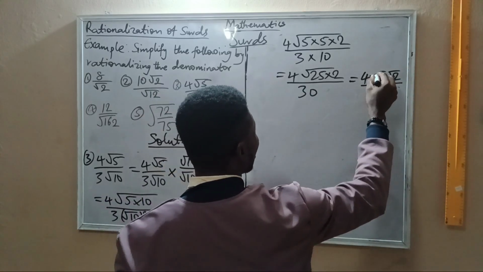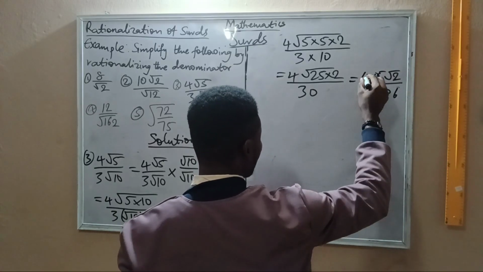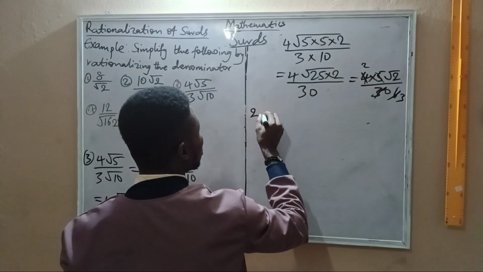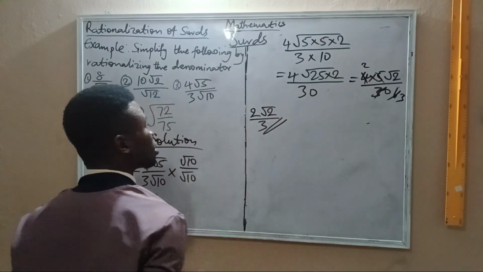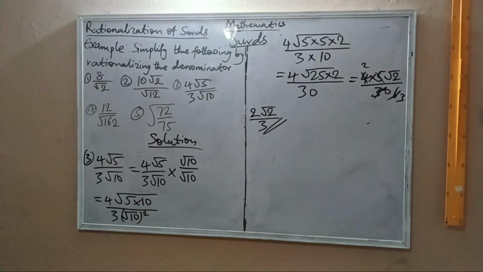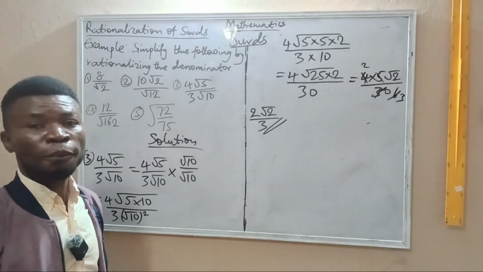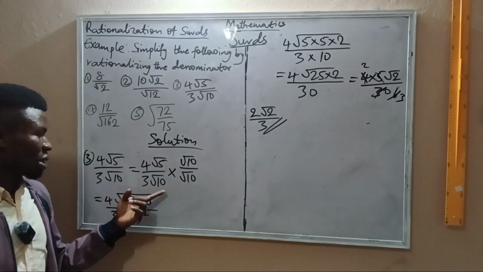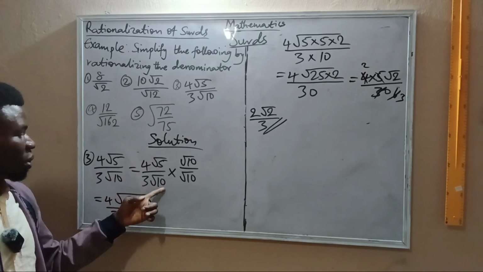So you can divide from here. 5 cancel 30, we have 6. 2 here, 2 here, 3. So we have 2 sod 2 all over 3. This is right. There's no confusing thing here. I said you multiply with the sod, not the number. You leave the number. Multiply with the sod.